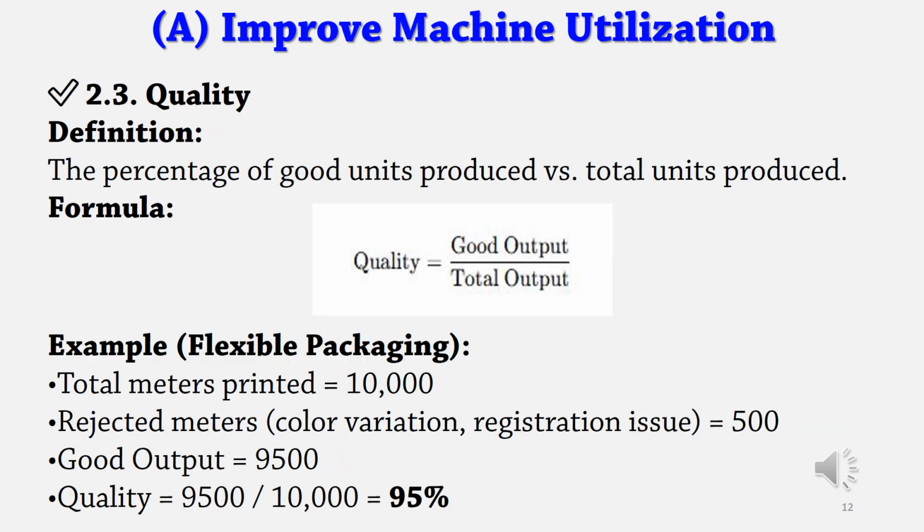Now let's discuss quality. The percentage of good units produced versus total units produced. Formula is quality is equal to good output divided by total output. Example, in context of flexible packaging, total meters printed 10,000, rejected meters, that is due to color variation, registration issue, etc. is 500 meters. So the good output is 9,500 meters. So quality is 9,500 divided by 10,000, that is 95%.